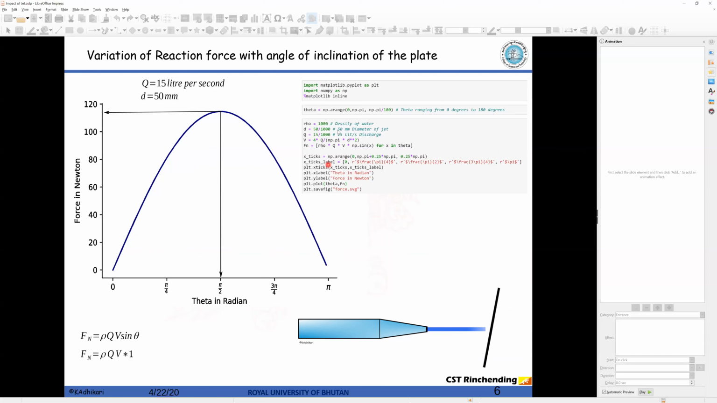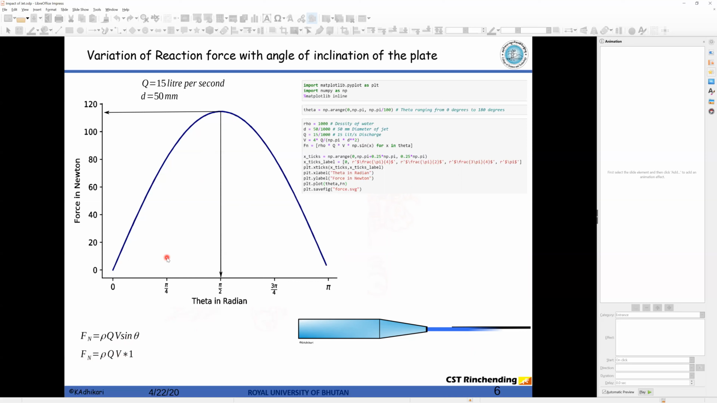Then I've written a simple Python code. From this you can understand that the force increases with the increase in theta, and it reaches a maximum value when the angle is exactly pi by 2 radian, that is 90 degrees. So if the plate is absolutely vertical, the force exerted by the jet on the plate is going to be maximum. That's what is given by the curve here. It becomes maximum because sine 90 is 1, so force would be equal to rho q v. So v will be the exact component in the x direction, so this will be maximum.